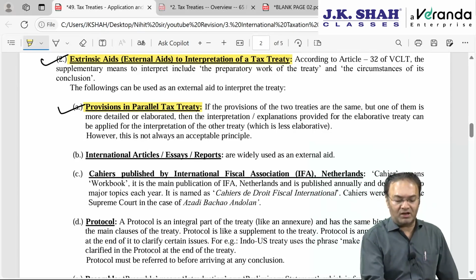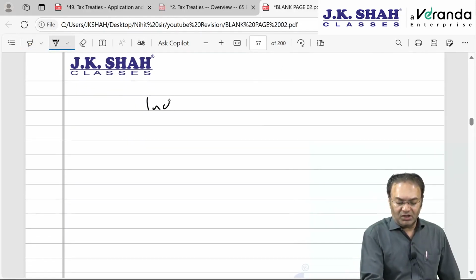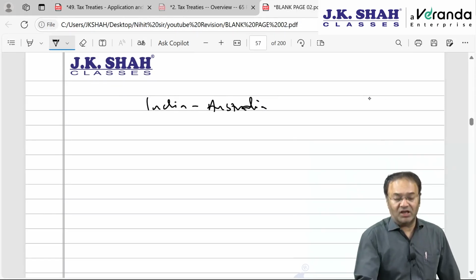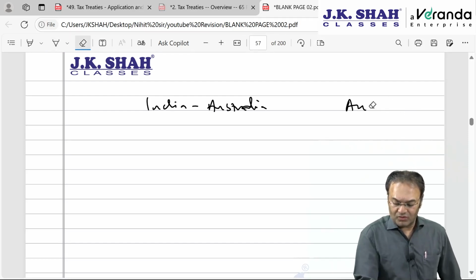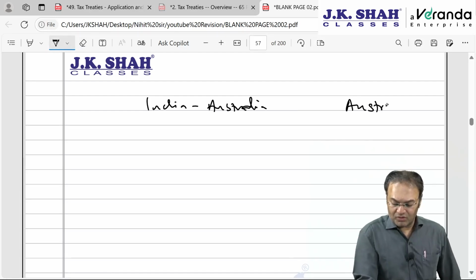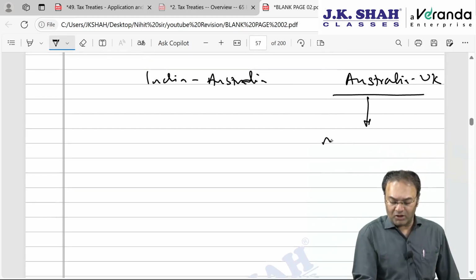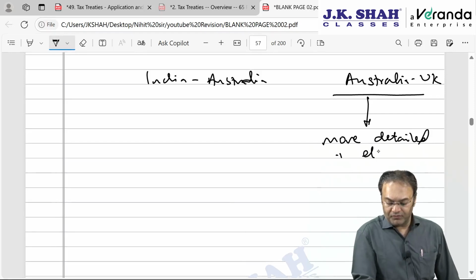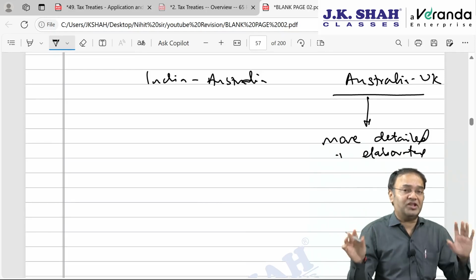It says there are 2 parallel treaties similar to each other. For example, there is one treaty between India and Australia, and exactly the same kind of treaty between Australia and UK. Now this treaty is more elaborative, more detailed. Both the treaties are parallel to each other. That means they are on the same lines.